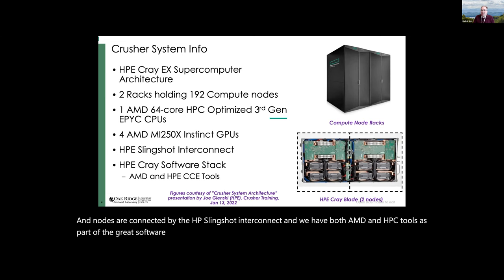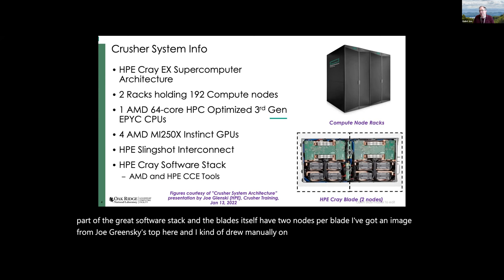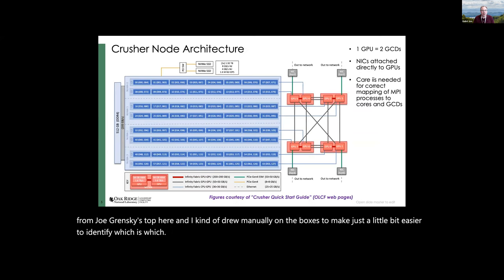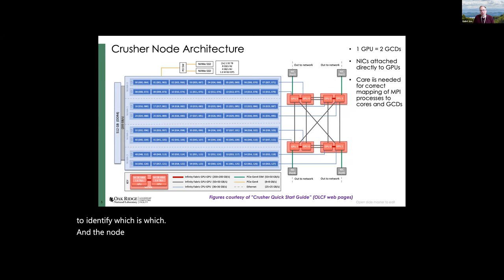The blades themselves have two nodes per blade. I've got the image from Joe Glensky's talk here, and I drew manually on the boxes to make it a little easier to identify which bit is which. And the node architecture picture is from the Crusher Quick Start Guide.